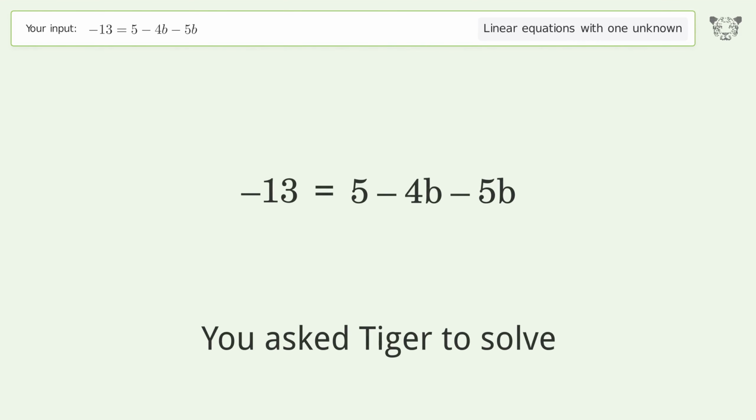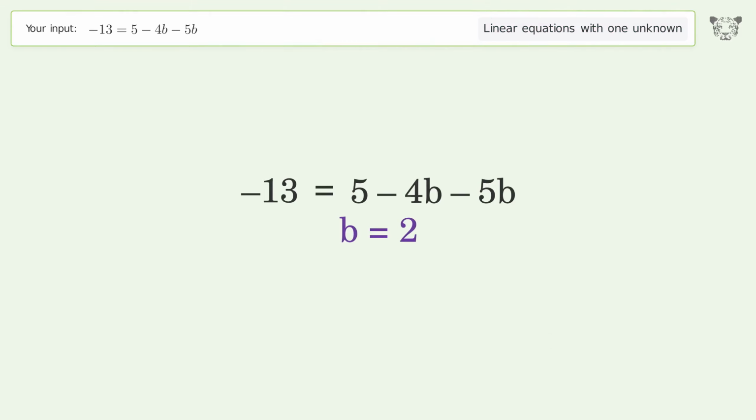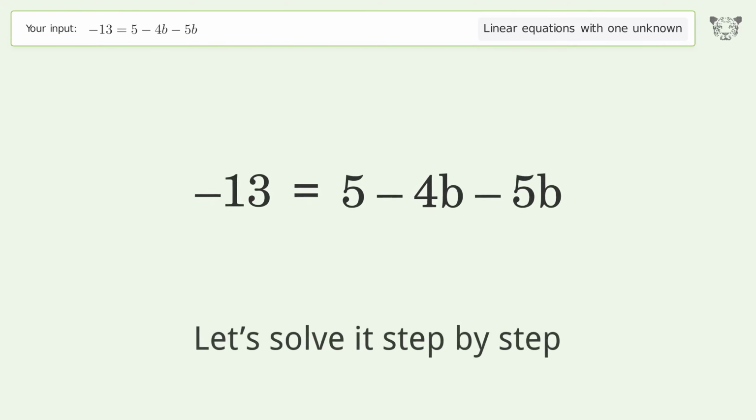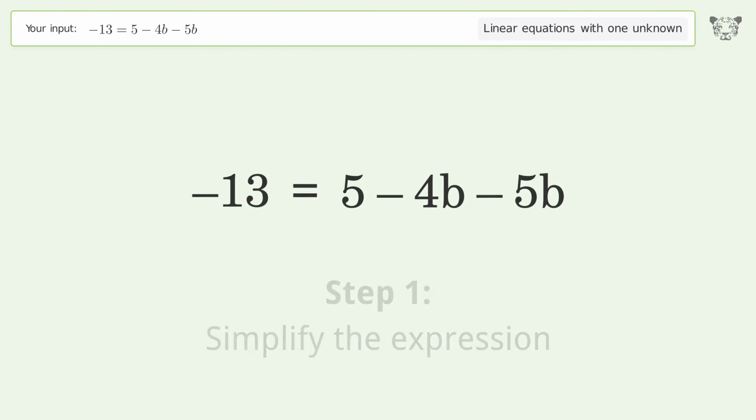You ask Tiger to solve. This deals with linear equations with one unknown. The final result is b equals 2. Let's solve it step by step. Simplify the expression. Group like terms.